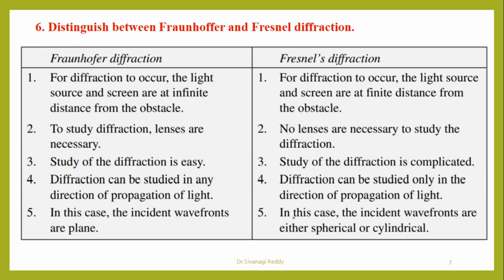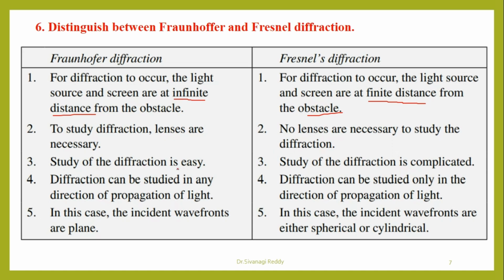Then distinguish between Fraunhofer and Fresnel diffraction. For Fraunhofer diffraction to occur, the light source and screen are at infinite distance from the obstacle. But for Fresnel diffraction to occur, the light source and screen are at finite distance from the obstacle. To study Fraunhofer diffraction, lenses are necessary. So in order to focus the light, we use lenses. Here, in Fresnel, lenses are not required.